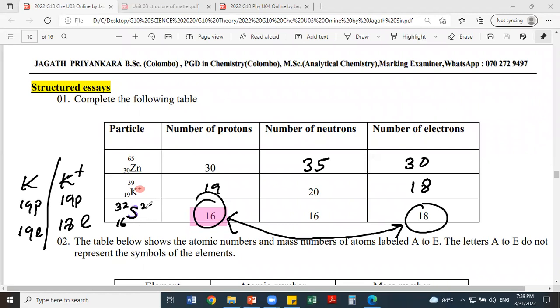16 atomic number, mass number 32, and the charge 2 minus. Why 2 minus? Yeah, very good. Okay, Kishwan, Prageet, very good.